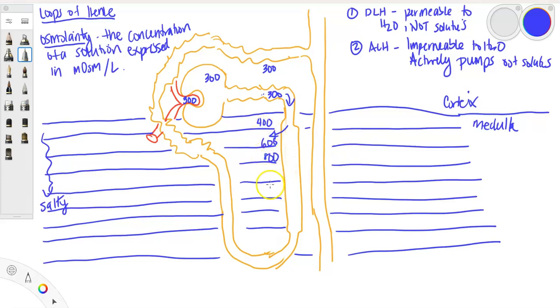So it's 800, 900. Actually, I think I did this. Let me redo it because I think I put enough lines.